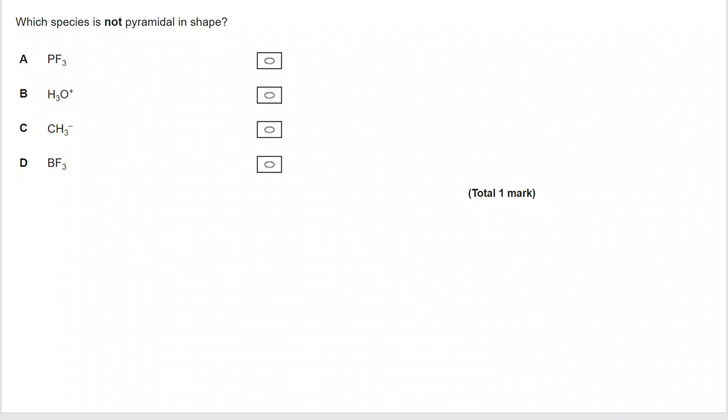This is an AQA A-Level Chemistry multiple choice question, and this one is on the topic of bonding. I'm going to recommend you pause the video and have a go for yourself before reviewing the answer.